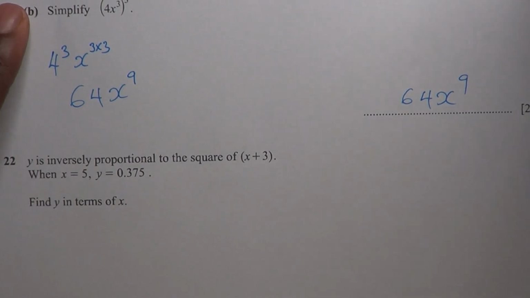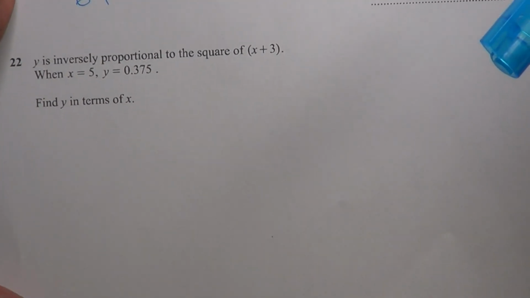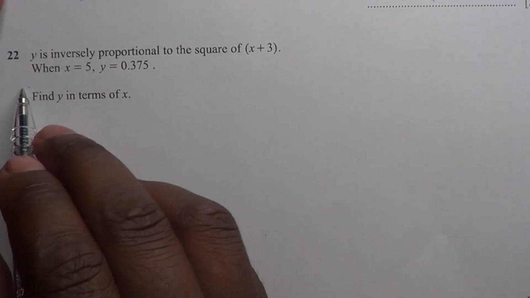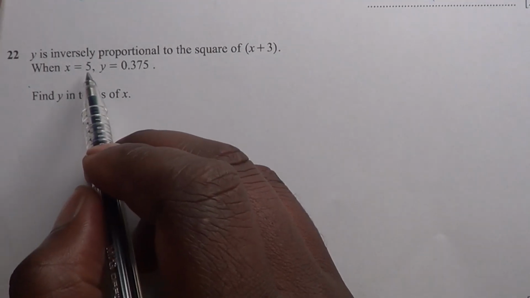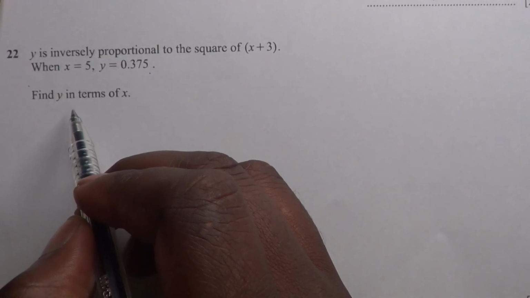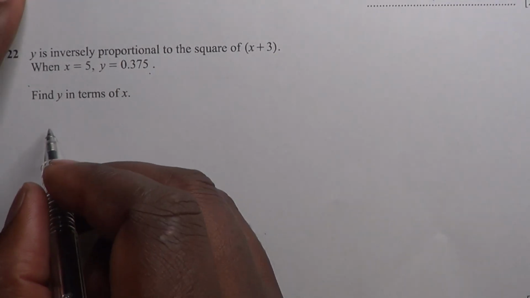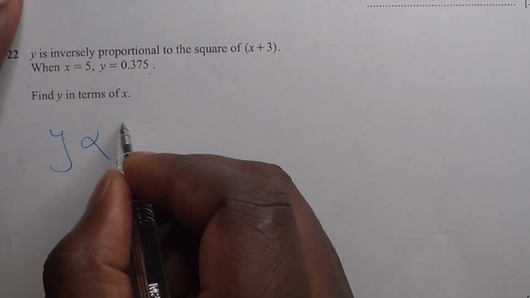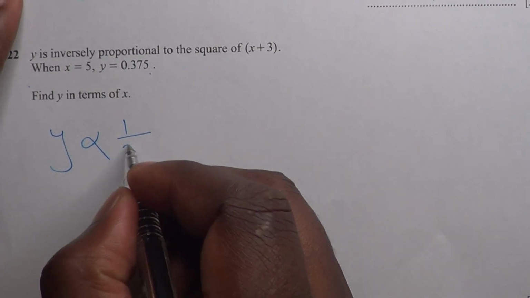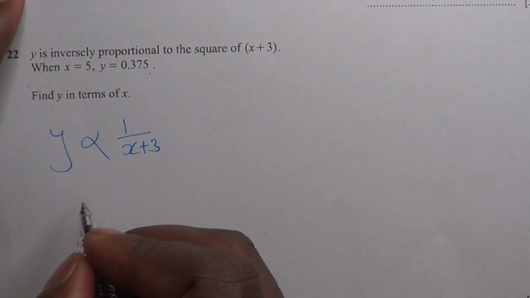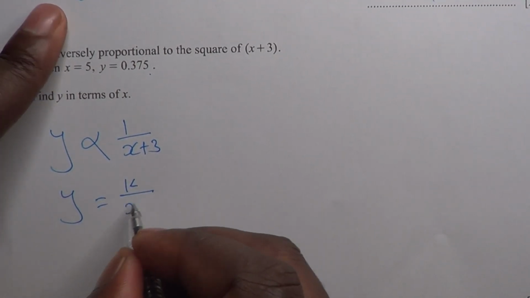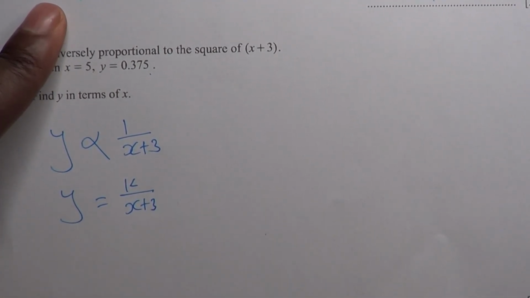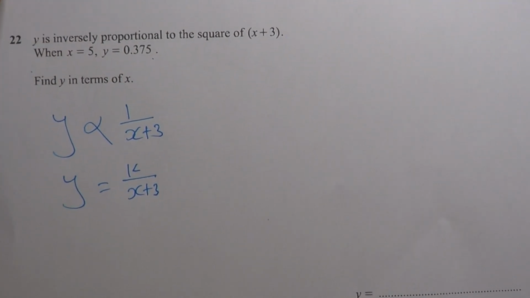Then in this question here, we are being told that y is inversely proportional to the square of this number. When x is 5, y is this one. Find y in terms of x. So y is inversely proportional to the number we are given here, so it will be y equals k, the constant we don't have, over x plus 3 squared. So the first thing you need to do is to find the constant number.